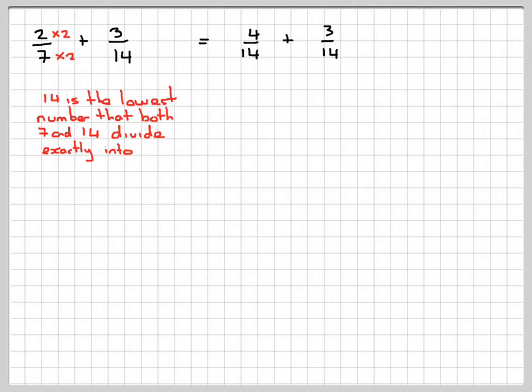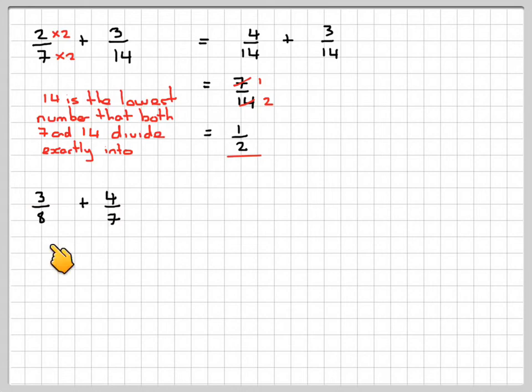Now all I need to do is add together the numerators. 4 plus 3 is 7, and that will be over 14. But 7 over 14 is not in its simplest form. 7 goes into 7 1, and 7 goes into 14 2. So this is actually 1/2. 7/14 is known as an equivalent fraction of 1/2.